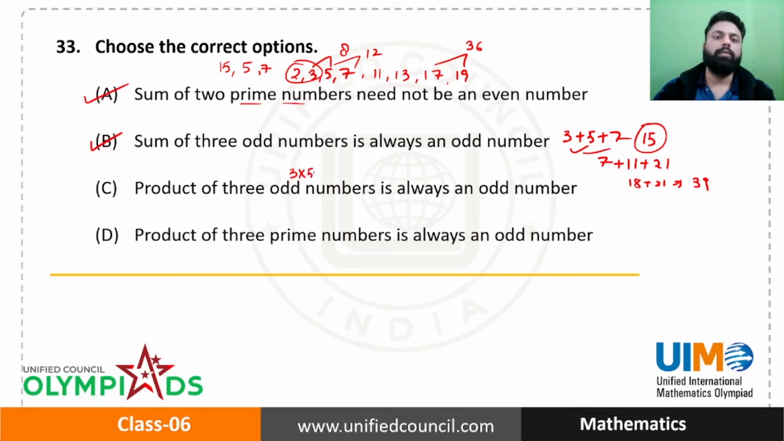Product of three odd numbers is always odd. Yes, 3 into 5 into 7. 3 into 5 is 15 into 7, that is 105. Product of any number of odd numbers will be an odd number. Product of 3 prime numbers is always an odd number? No. 2 into 3 into 5, 15 into 2, 30, which is not an odd number.